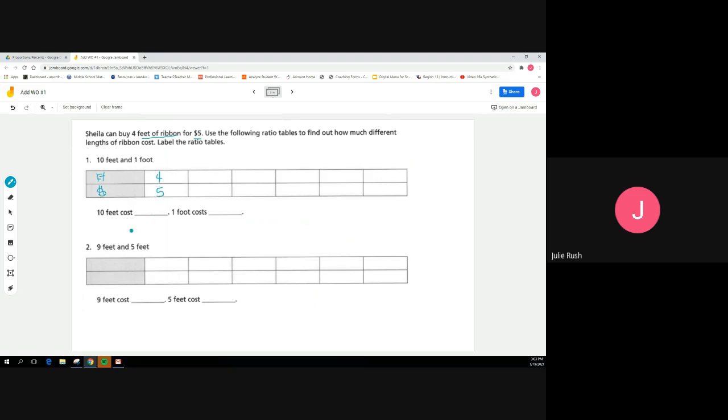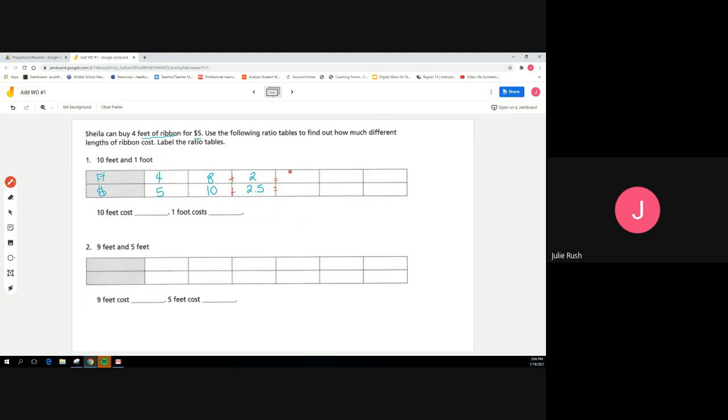We're going to try to get up to, remember, we want to get up to 10 and then use the 10 to go to the 1. So I'm going to double. So that gets me to 8 feet for $10. I know that 8 plus 2 will give me 10. So I'm going to take half of this. So half of 4 is 2. Half of 5 is 2.5. So now I have the quantities in 2 of my columns so that I can add across for my new amount.